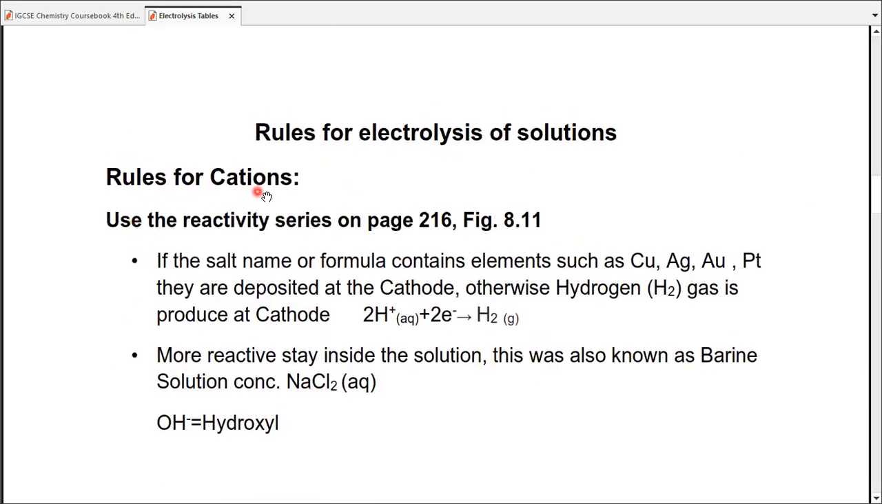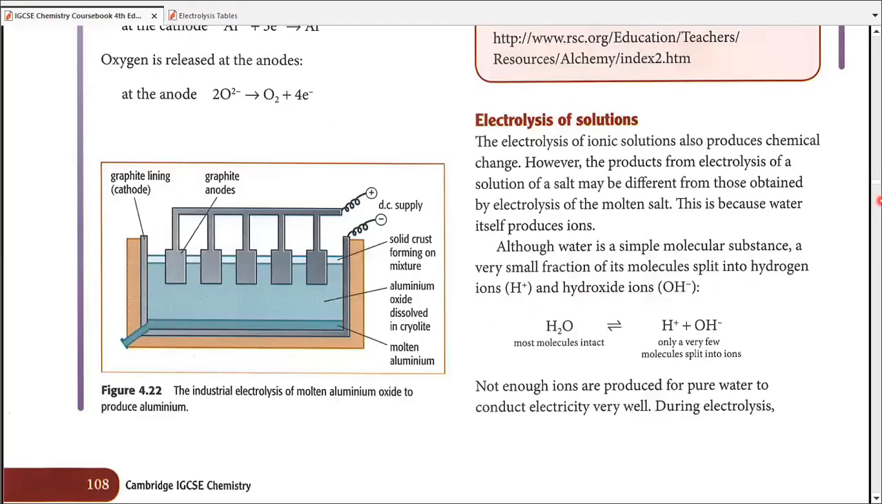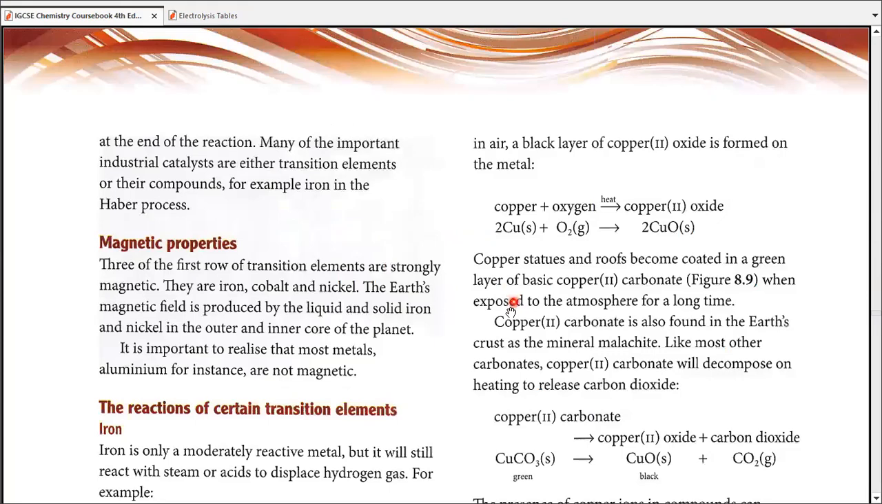Starting off with rules for cations. When I use the term rules for cations, I usually come up with one sentence to define it all, that you are supposed to use the reactivity series. And let me tell you, the reactivity series is not present as a part of chapter 4 in the book. It's actually present as a part of chapter 8 in the book. So here's the reference. That's page number 216 of the book. That's figure 8.11. So I'm going to get back to the book. We're going to scroll a little, and we are going to get to page 216 of the book.